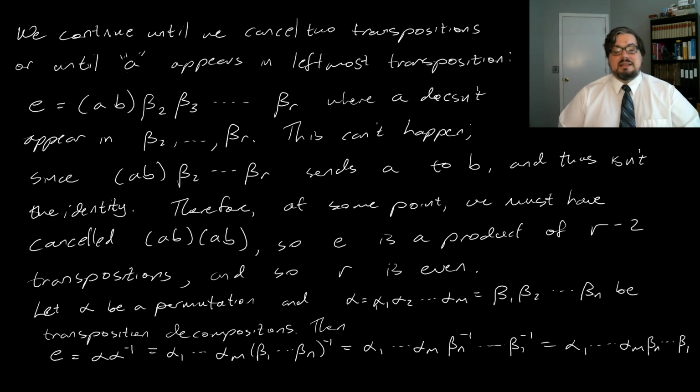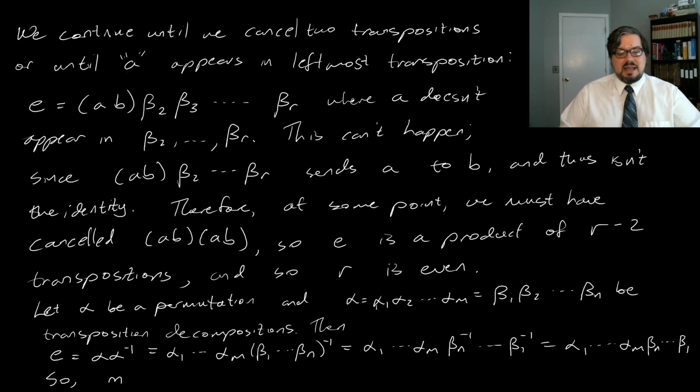E is alpha times alpha inverse. We replace alpha with its transposition decomposition. Then we work out how the inverses go on that, and we get that alpha 1 through alpha m times beta n back through beta 1 is a transposition decomposition of the identity. And we just spent a lot of time proving that if that happens, then the number of transpositions in the decomposition of the identity has to be even.